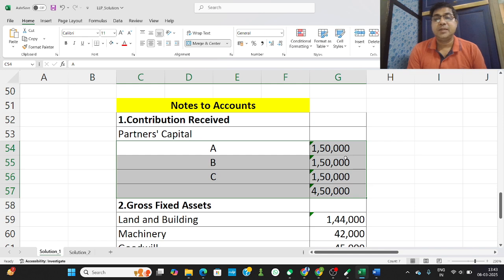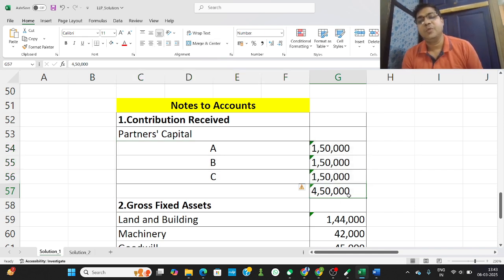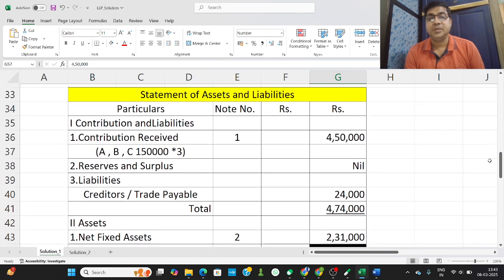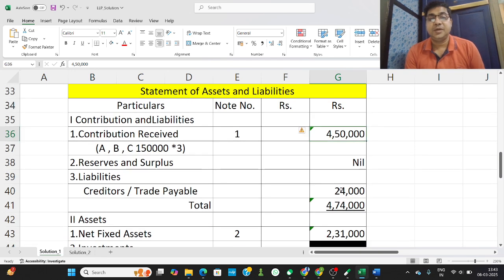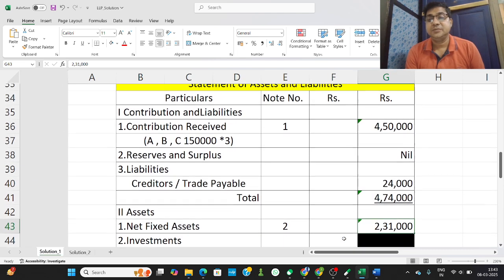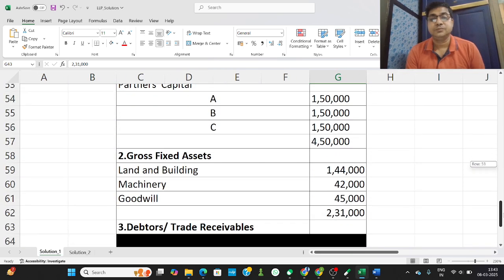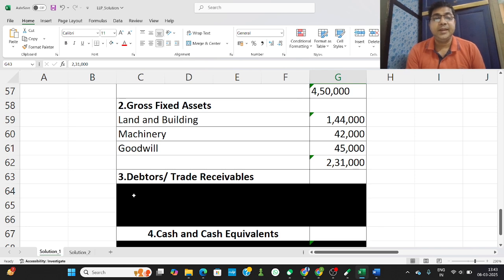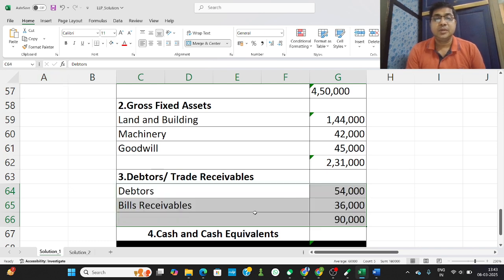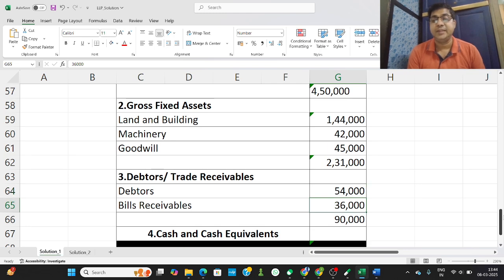In that, each partner has brought 1,50,000. The total was 4,50,000. These are the items we recorded here: 4,50,000, creditors value 24,000, and fixed assets 2,31,000. We prepare the note to accounts in such a way. Then debtors and trade receivables, how will we record it? We put the debtors value 54,000, bills receivable value 36,000, total 90,000.